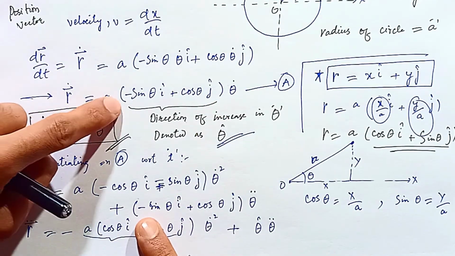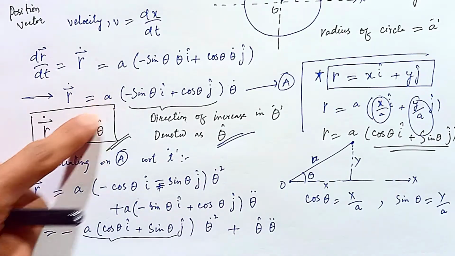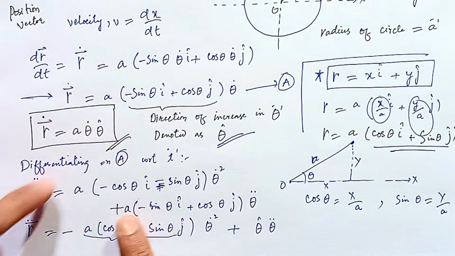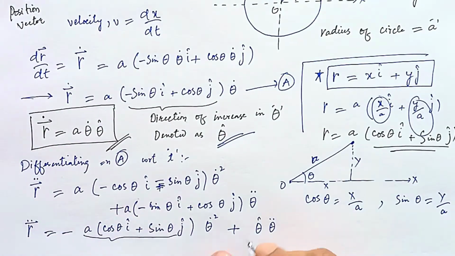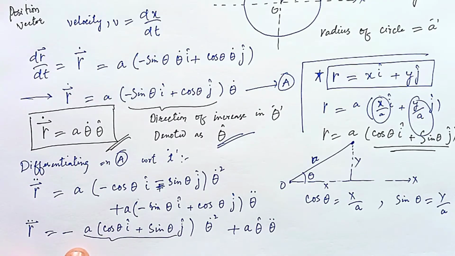Sorry, I had double differentiated this, but I missed the a here. It is a here also, because a is constant in both the cases. Fine, so it is a here. Hope you are getting my point.